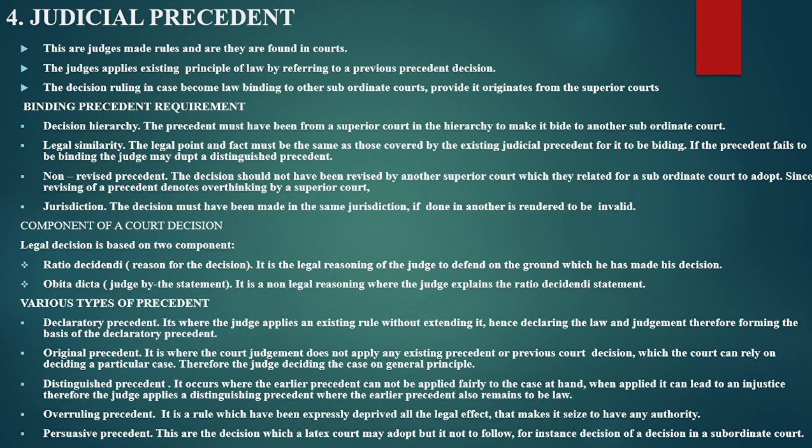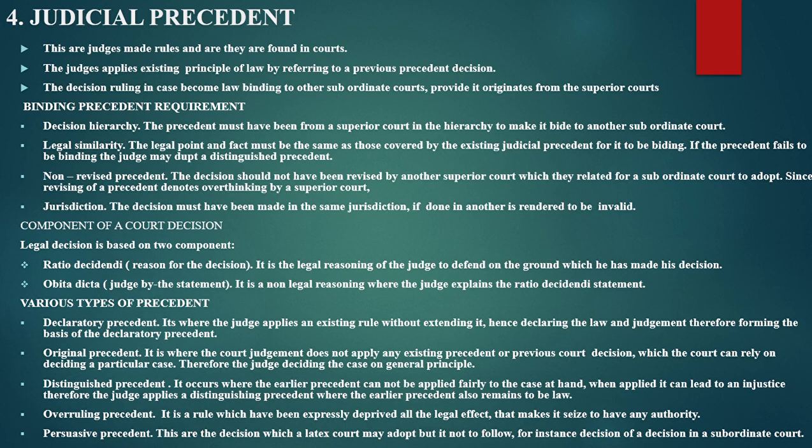For a precedent to be binding, it must follow a decision hierarchy. The precedent must have been from a superior court in the hierarchy to make it binding to another subordinate court. So it must be coming from a superior court, for instance, the Supreme Court, to a chief magistrate's court, but not from a chief magistrate's court to a superior court. I have driven the point back home.